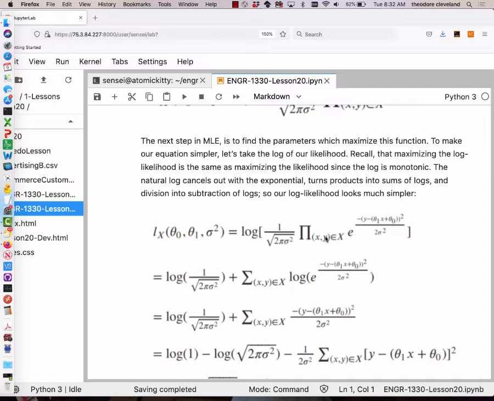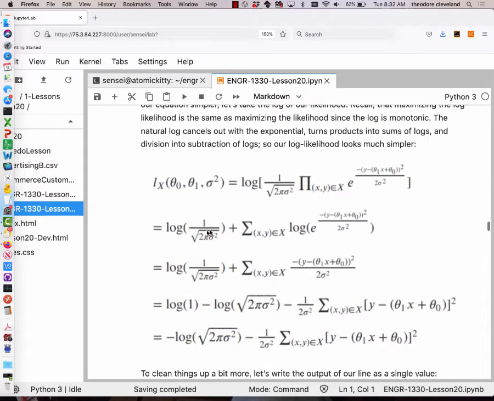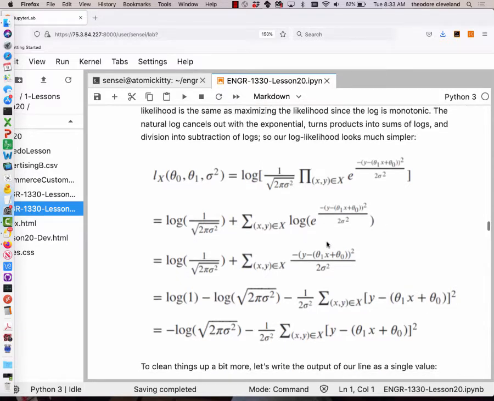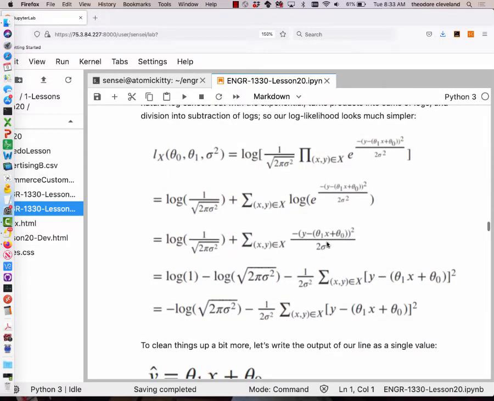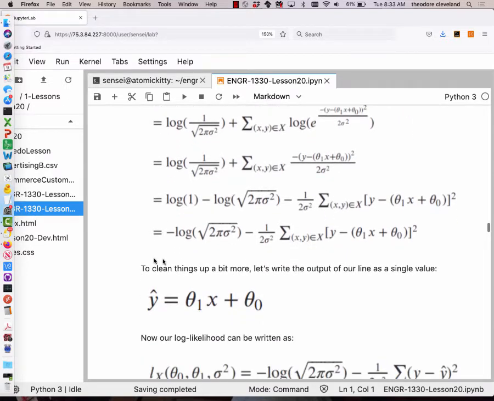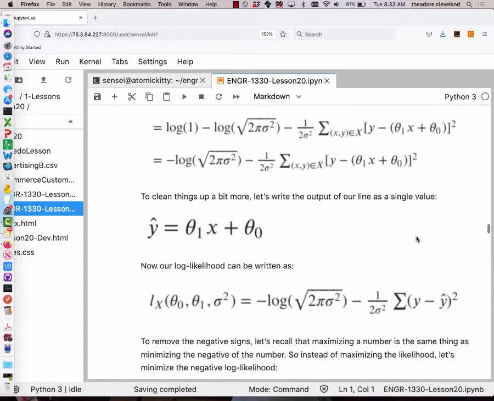It turns it into addition. So the log likelihood is the log of this constant plus the sum of the log of all these terms. And then we do that arithmetic we learned back in arithmetic class. Eventually we get that the log likelihood is minus the log of that constant minus 1 over 2 sigma squared, that sum. And if we clean it up just a bit, the output of the whole thing, a single value, is y hat, which is our estimated response, theta 1 x plus theta 0.